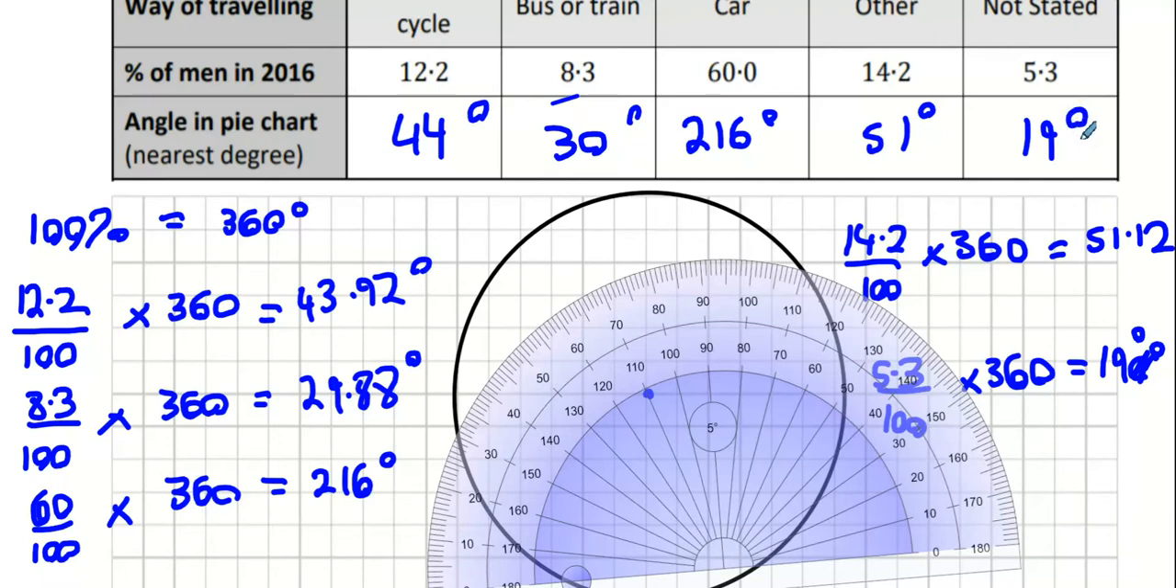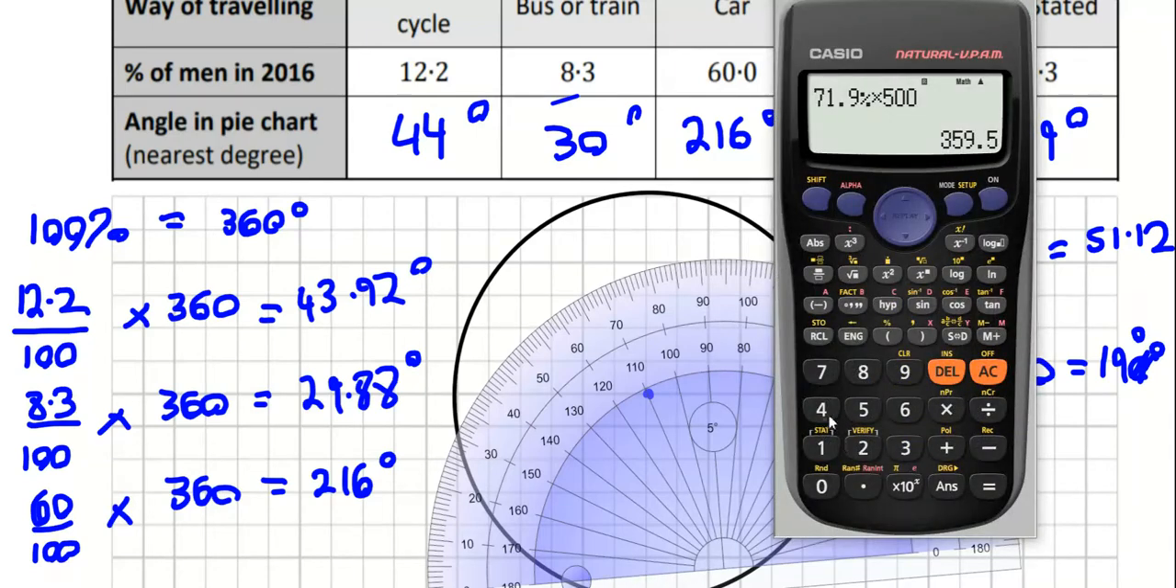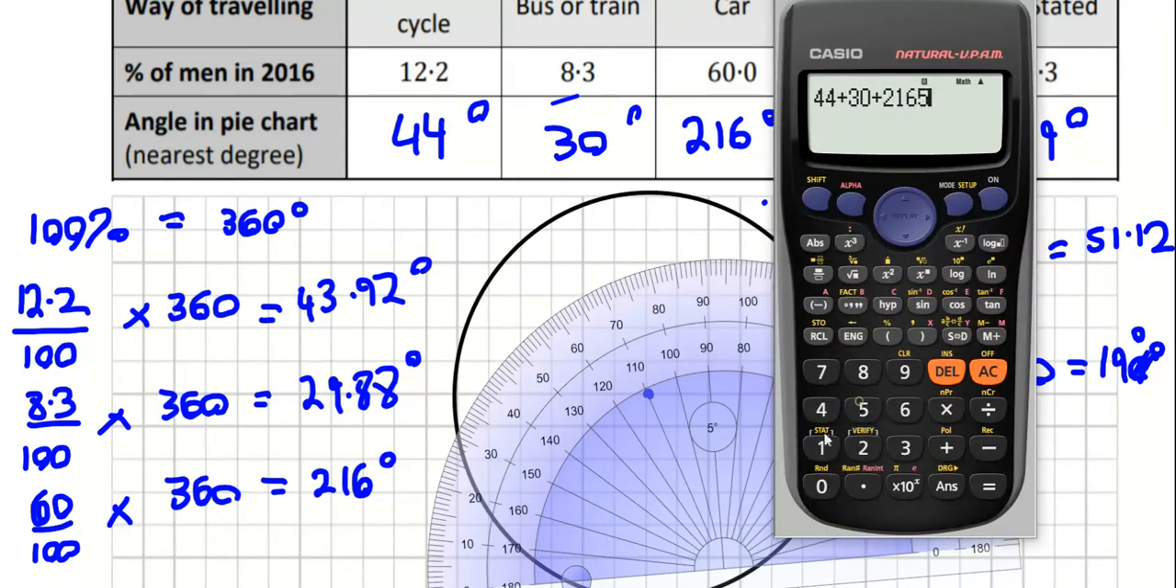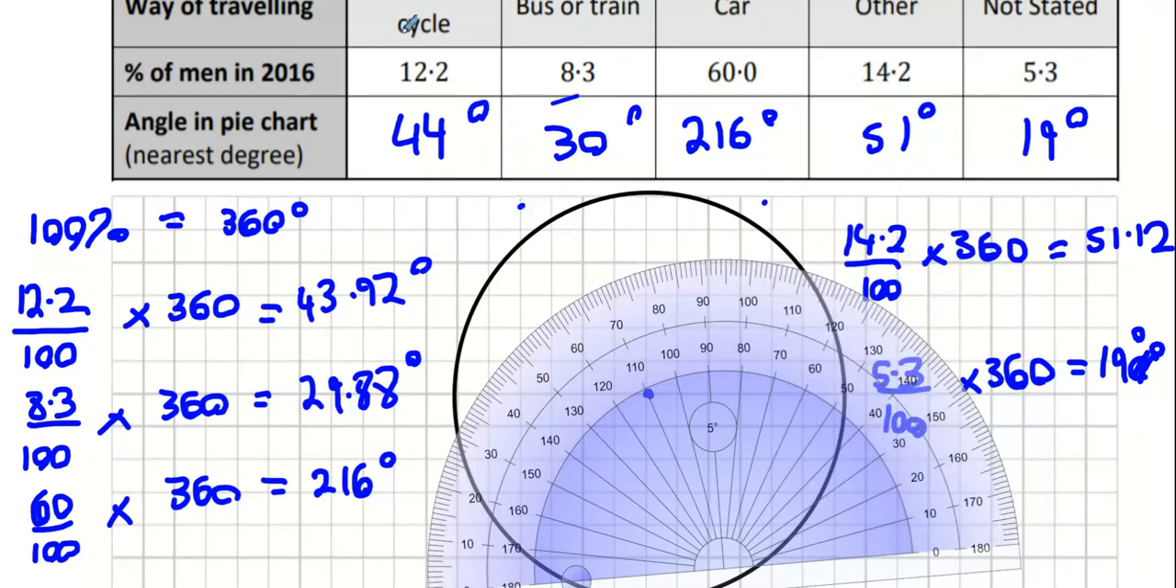When you're rounding off, be sure that they all add up to 360 degrees. So 44 plus 30, just to make sure that you rounded them all off correctly, plus 216, and then the 51 and 19 left over. So 216 plus 51 plus 19. And what we should get there is 360 degrees, no bother.